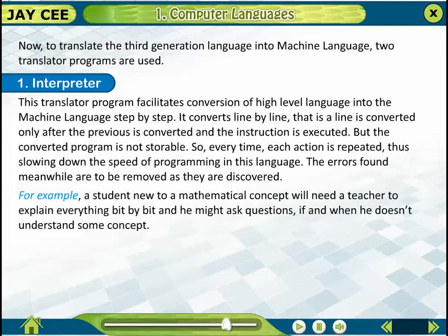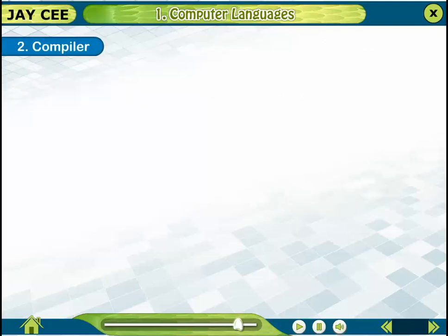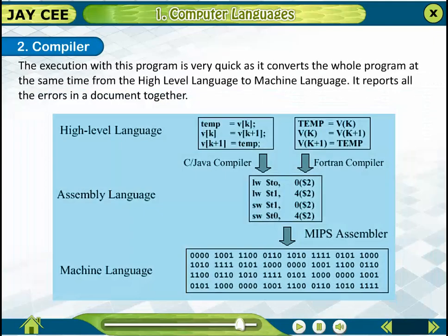For example, a student new to a mathematical concept will need a teacher to explain everything bit by bit, and he might ask questions if and when he doesn't understand some concept. 2. Compiler. The execution with this program is very quick as it converts the whole program at the same time from the high-level language to machine language. It reports all the errors in a document together.